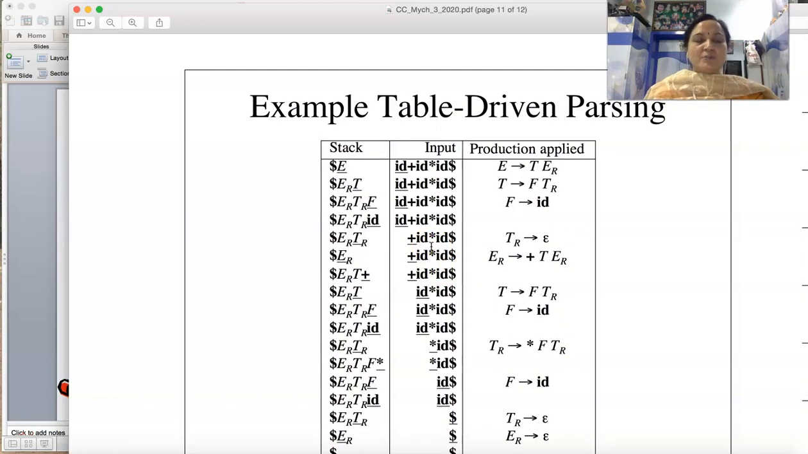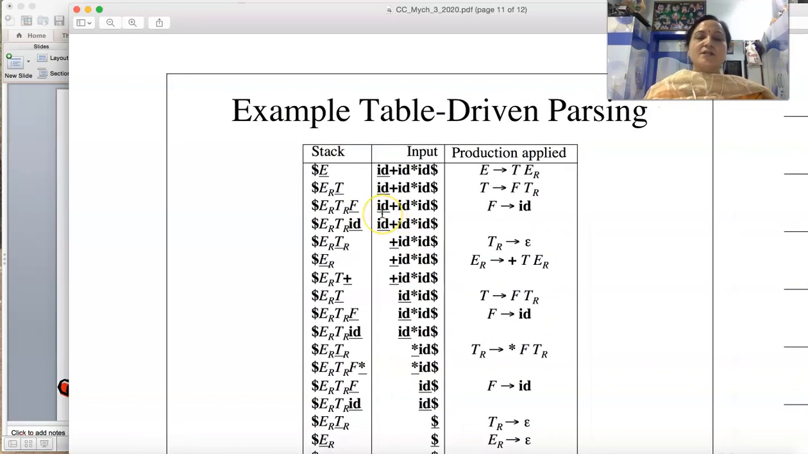So we will now stop for this lecture. In the next lecture we will see bottom up parsing. So today we have finished top down parsing with an example problem, and in the next lecture we will start the bottom up parsing techniques. Thank you.